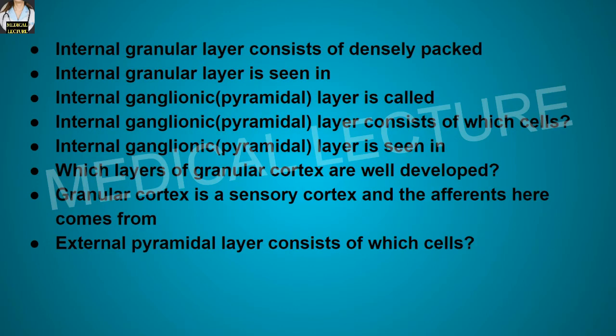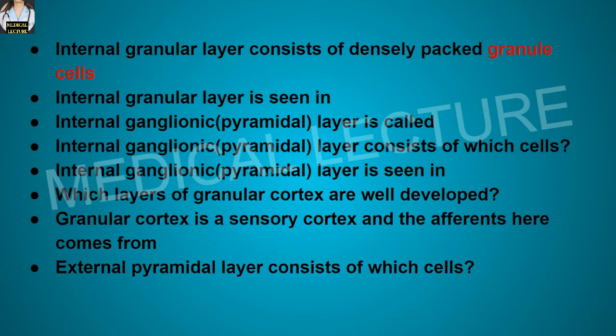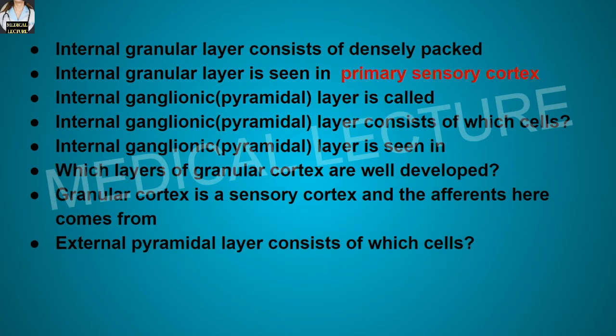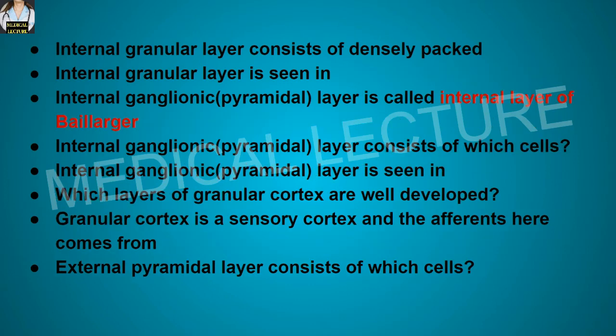Internal granular layer consists of densely packed granule cells. Internal granular layer is seen in primary sensory cortex. Internal ganglionic or the pyramidal layer is called internal layer of the Baillarger.